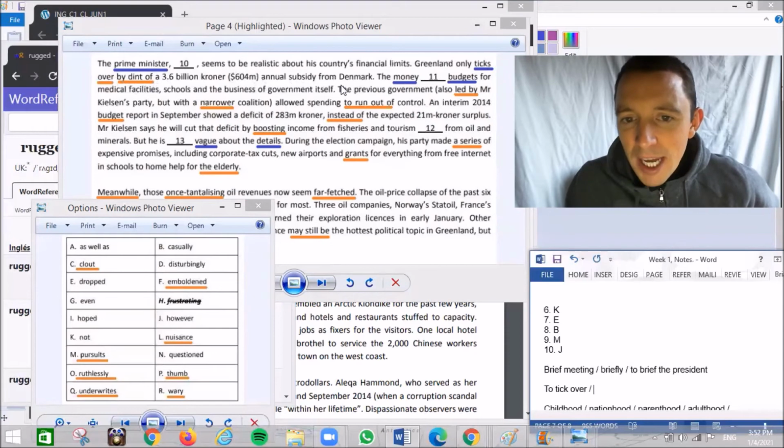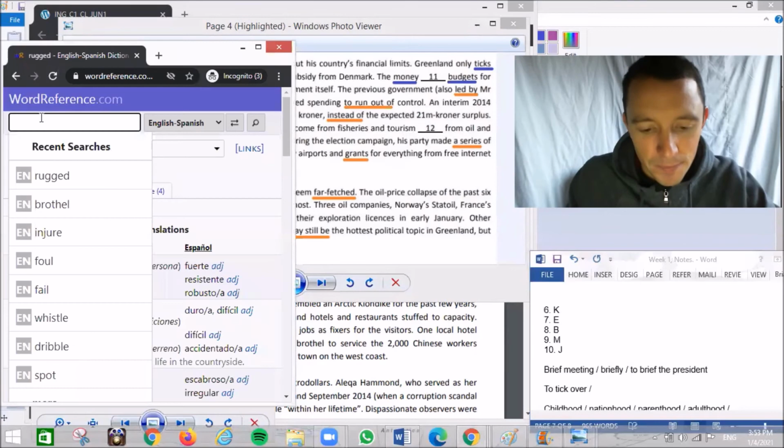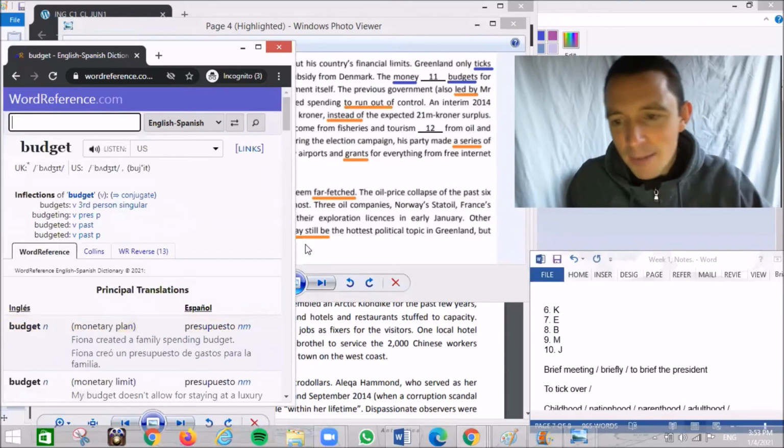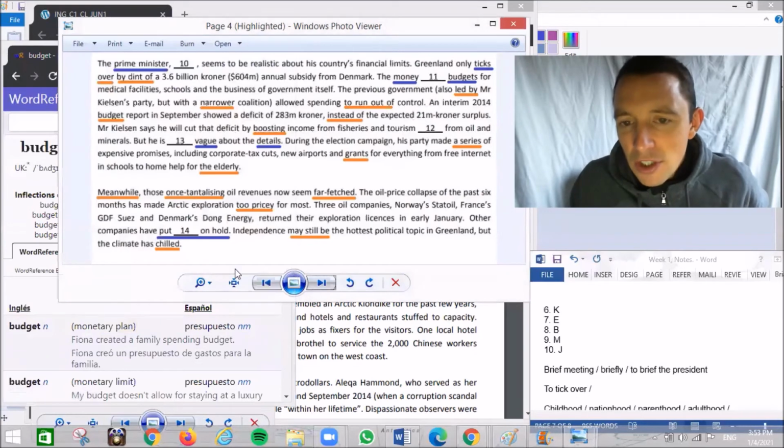Annual subsidy from Denmark, the money and budget. So the context for number 11 is related to dinero and presupuesto. No, let me just get the translation for budget to be sure. It's related to money and, yes, correct, presupuesto. Okay, so the money, something presupuesto. So let's look at the options.